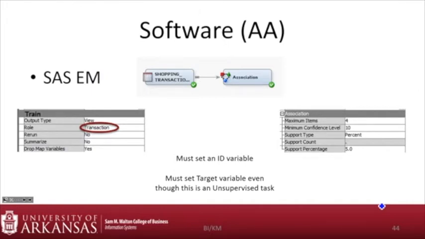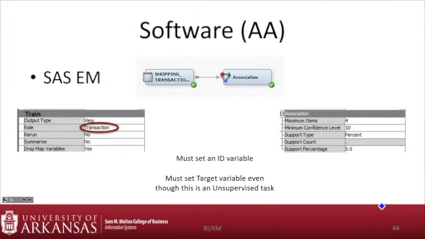Big things that we have to do with SAS Enterprise Miner. One is as we bring in the data, we have to make sure that we tell it that it is actually transactional data. Right? So how is SAS Enterprise Miner going to know that different rows potentially correspond to the same person, the same transaction? Well, we've got to tell it, okay, this is transactional data. We're going to have to set an ID variable, and we're going to have to set a target variable.